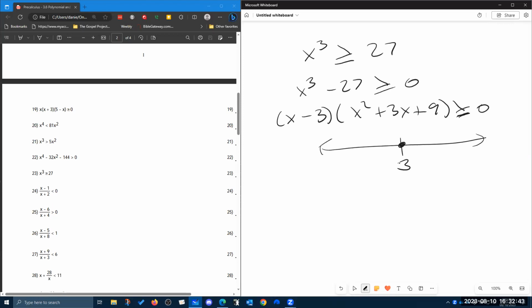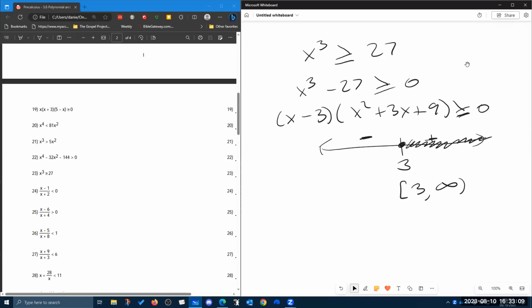Whenever I stick in a number bigger than 3, this will be positive and this will also be positive. When I stick in a number less than 3, this will be negative and this will be positive. So they multiply to give me a negative. And I want numbers greater than or equal to 0. So my solution set is going to be from 3 included to infinity.